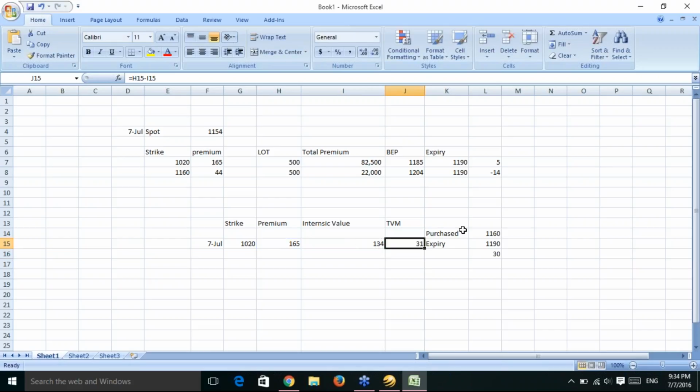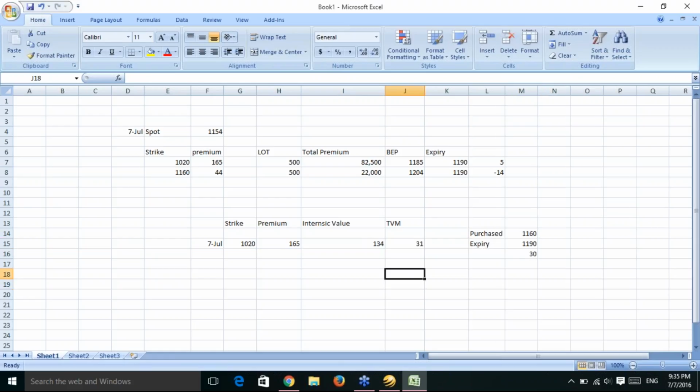So why do I have a time value here? I have a time value here because we have around 21 days remaining for the expiry. Now if we talk about 7 July, I take another contract. I'm buying at 1160, and what is my premium? Premium is 44. Now what is my intrinsic value? Spot minus strike. Now it is going negative.